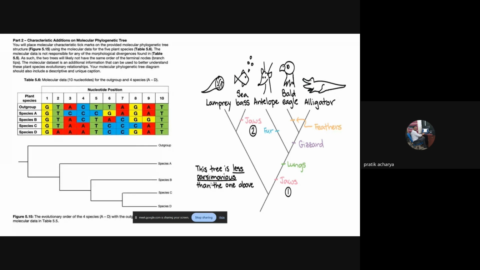Here one presentation of animals is there, on which basis so many differences are there. It is mentioned here. Some organisms differ due to their feathers. Some organisms differ due to the presence of a gizzard. Some differentiated by lungs. Jaws, from this lamprey to this alligator, so many differences are there, and these differences are responsible for different branching. At last, we can form a tree.